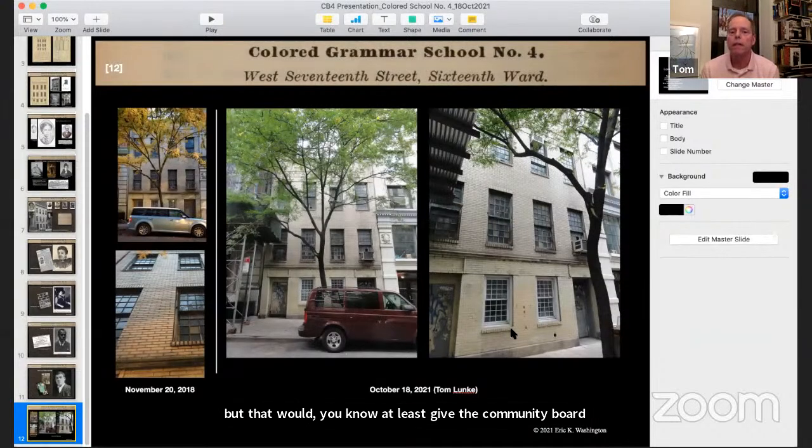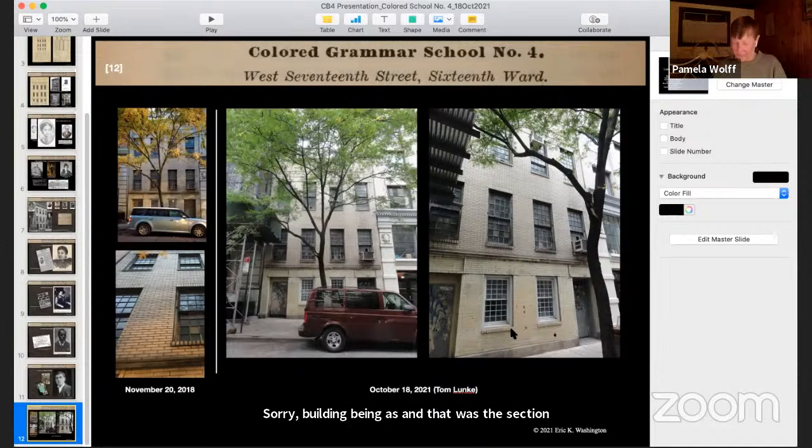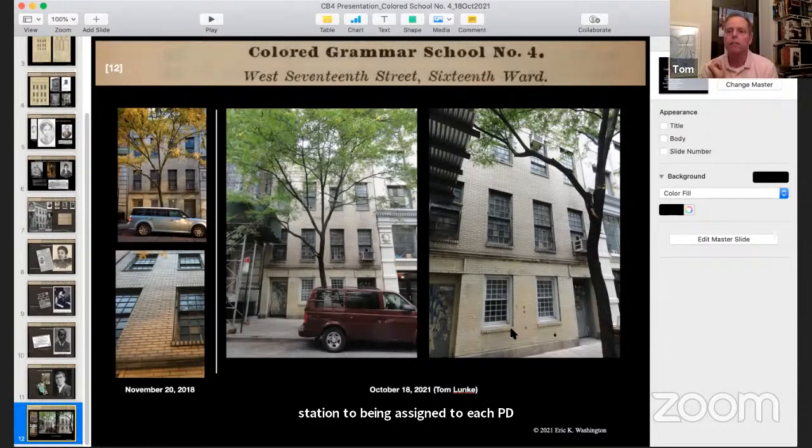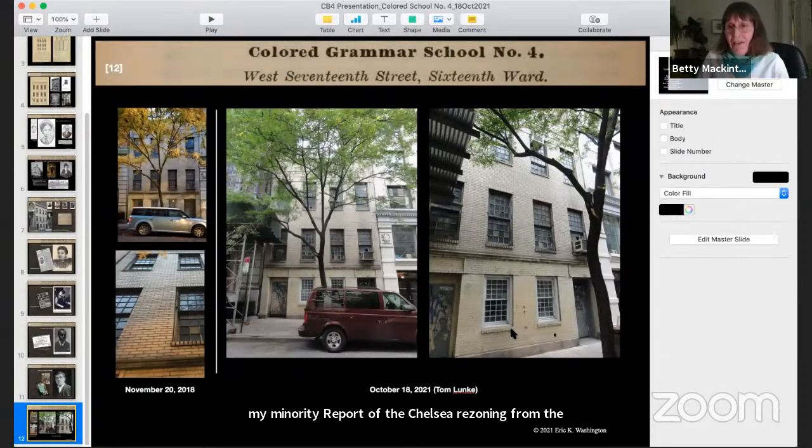But I understand the concern about giving sanitation the heads up in advance of landmarks, although landmarks will probably contact sanitation and maybe even DCAS to see if that building is needed for sanitation or could be assigned to another agency, as was the case, I believe Pamela was talking about, on West 20th Street, with the sanitation building, which was a section station too, being assigned to HPD, which then you guys had to fight to get the park built, which was in my minority report of the Chelsea rezoning from the late 90s. Well, there you go. A bit of history.